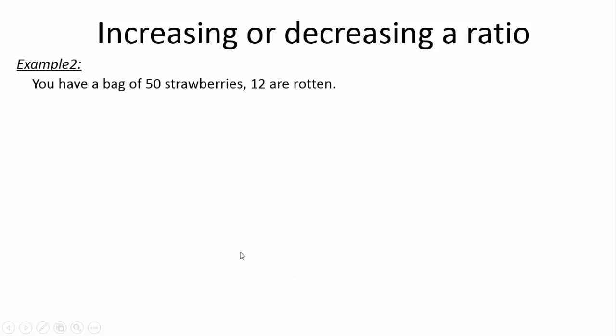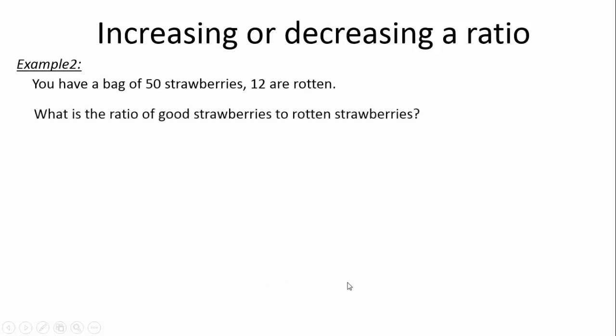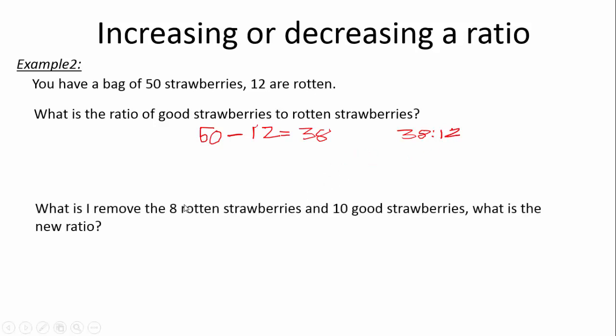You have a bag of 50 strawberries, 12 are rotten. What is the ratio of good strawberries to rotten strawberries? We know that there are 50 strawberries, and 12 are rotten, so we take away 12 and we get 38. So the ratio of good strawberries to rotten strawberries is 38 good strawberries for every 12 rotten strawberries.